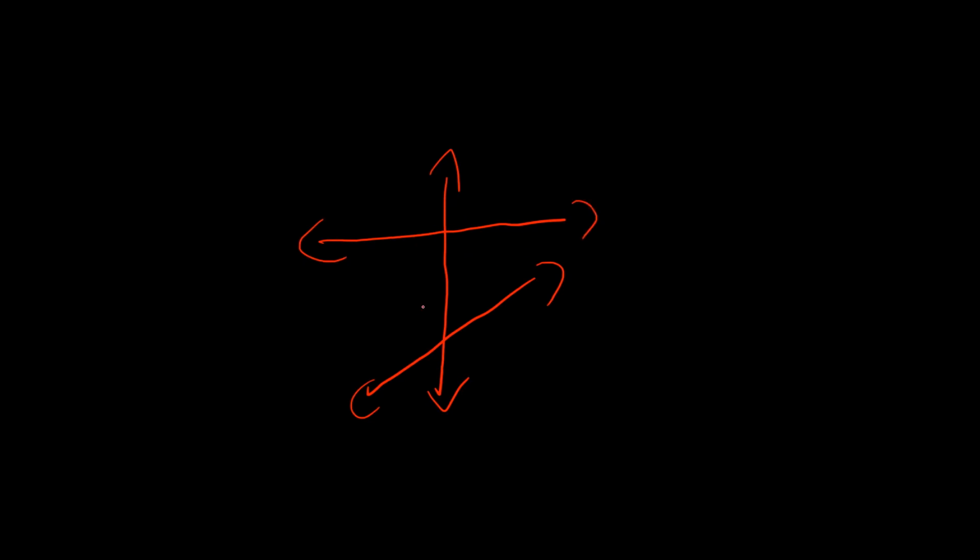Here, the lines are not parallel, so that means this angle and this angle will not be equal, but they will still have vertical angles. That means this angle and this angle will be equal, this angle and this angle will be equal, this angle and this angle will be equal, this angle and this angle will be equal.